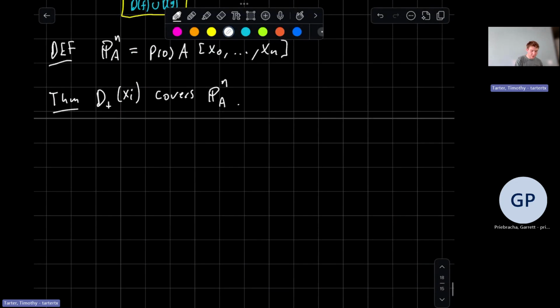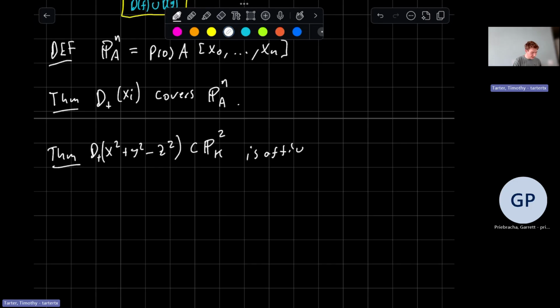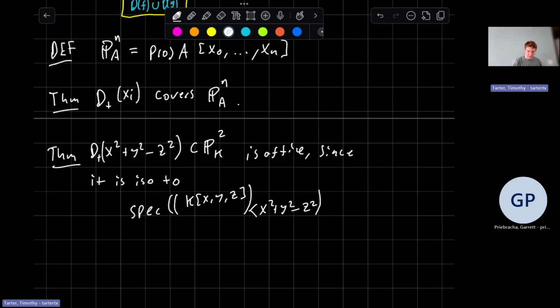But with our new perspective, we can show that x squared plus y squared minus z squared, contained in P2K, is affine, since it is isomorphic to spec of k over x, y, z localized at the ideal x squared plus y squared minus z squared, and then zero graded, which is the non-vanishing. Right?